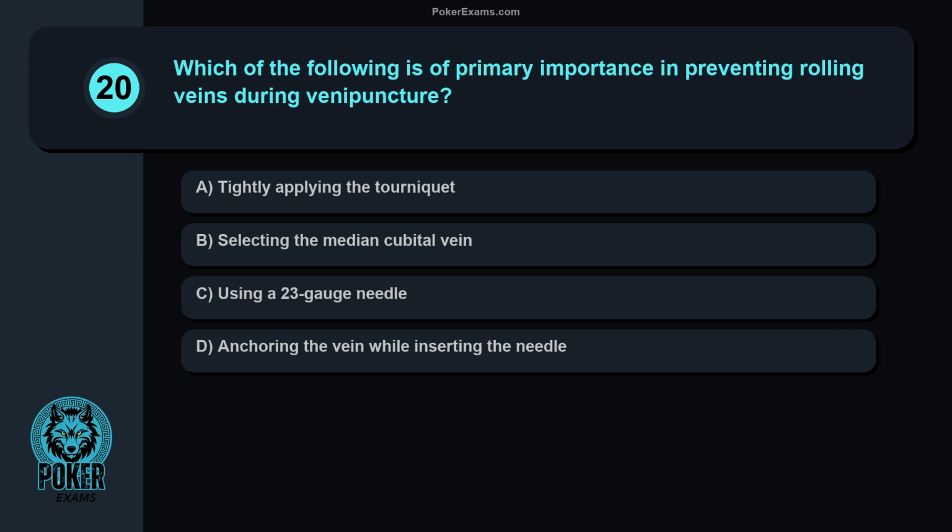Question 20. Which of the following is of primary importance in preventing rolling veins during venipuncture? Tightly applying the tourniquet. Selecting the median cubital vein. Using a 23-gauge needle. Anchoring the vein while inserting the needle.